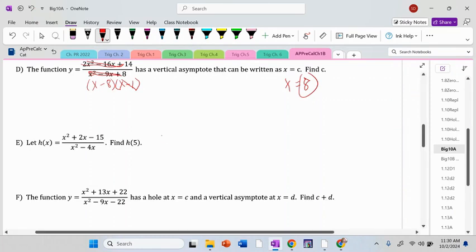Input: 5 squared, 2 times 5, minus 15. This is what h of 5 is. So input, output, also know how to do that in a graph.